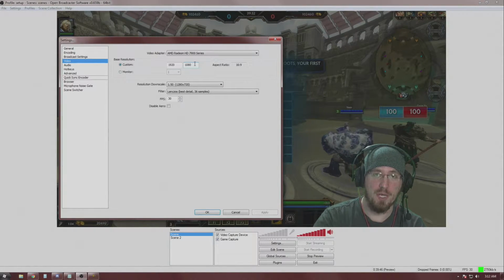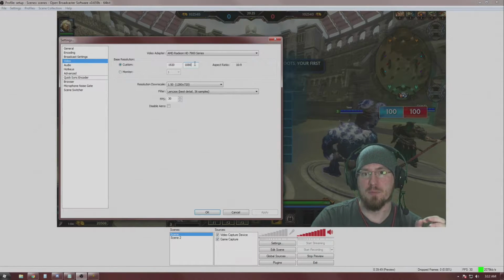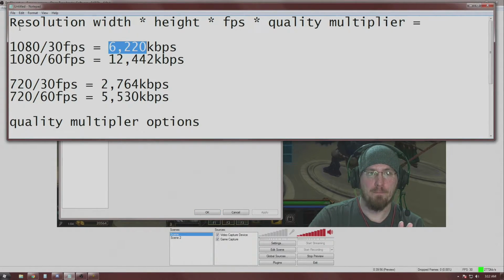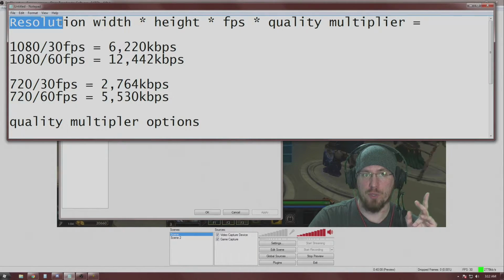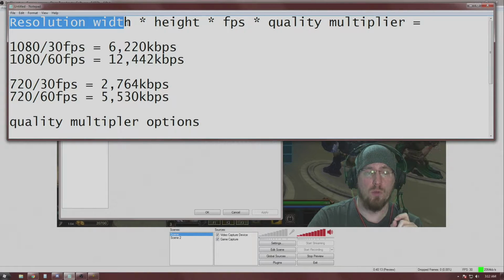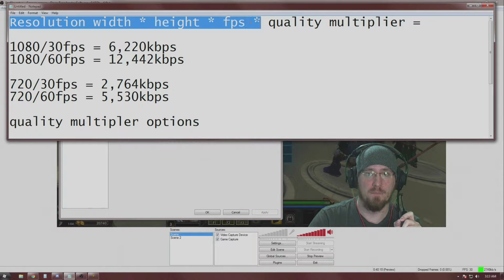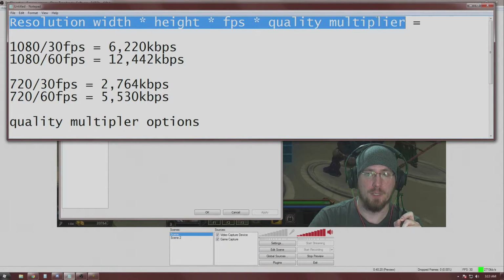Neither one of those. The reason being is because of how video editing works. And I'm going to show you the math here. Here's how to get the proper quality out of your stream. Your upload dictates your frames per second and resolution. So to find out your kilobytes for whatever resolution you're trying to do, it's resolution width times height times frames per second times the quality multiplier.